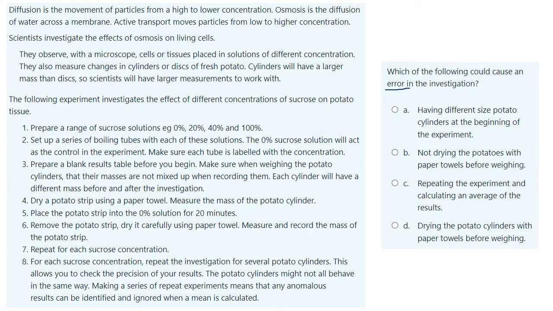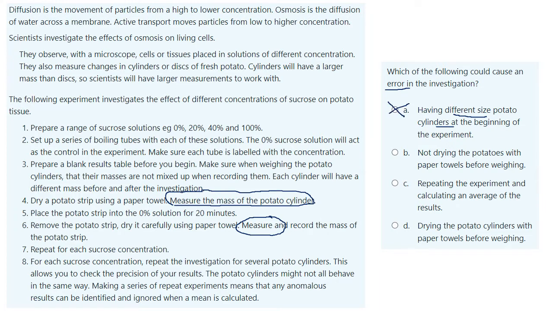Well, A, having different sized potato cylinders at the beginning, would that be an error? Well, no, because at the beginning, the mass is measured. So because the mass is measured at the beginning, there's no problem. The mass is measured at the beginning and at the end, and so the person doing the experiment can calculate the difference. It would be almost impossible to get absolutely identical pieces of potato at the beginning of the experiment. So this is not a source of error.